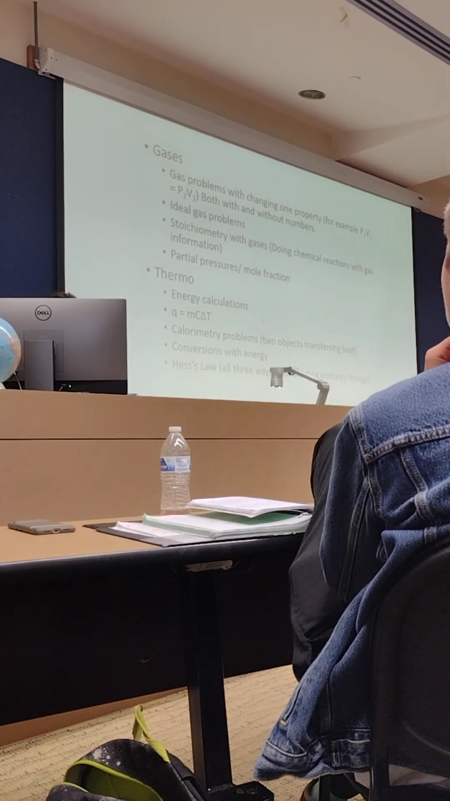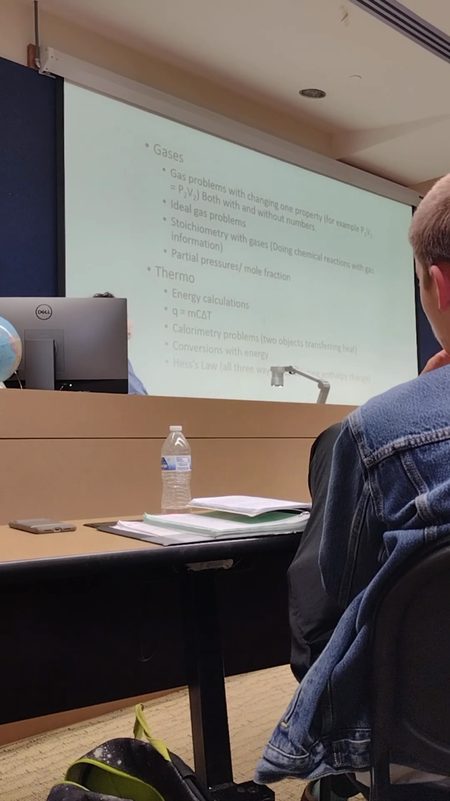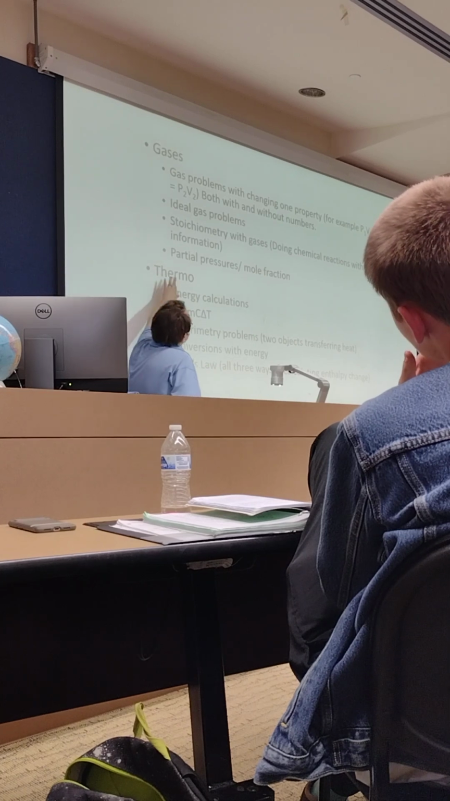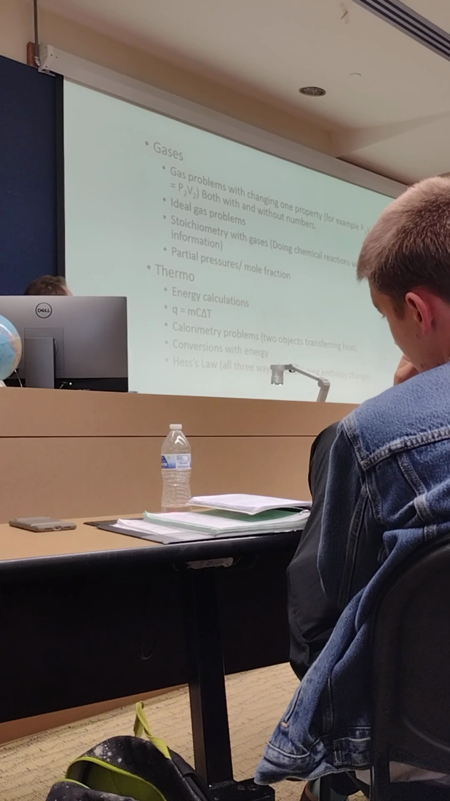We then have stoichiometry with gases. So that's where you do things like limiting reactant problems and theoretical yield or percent yield. But I give you pressure. So you have to use PV equals nRT to find your moles. This also includes partial pressure problems and mole fraction questions. That will cover everything in the gases section.